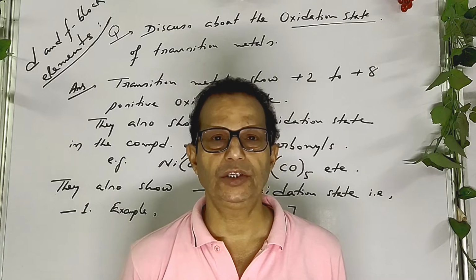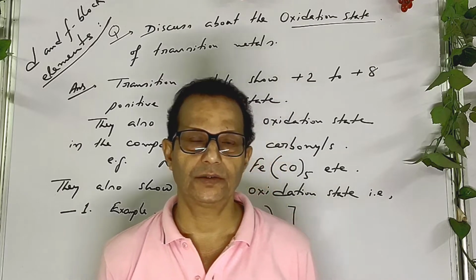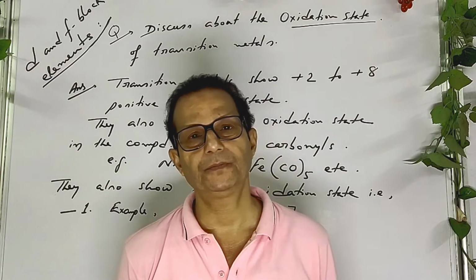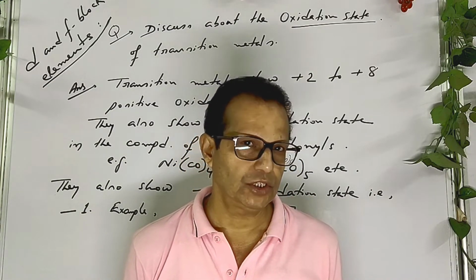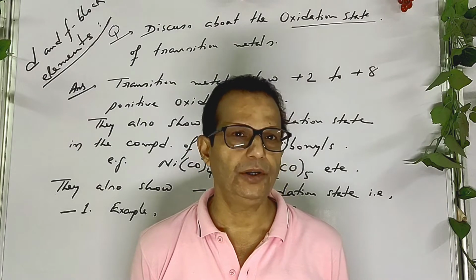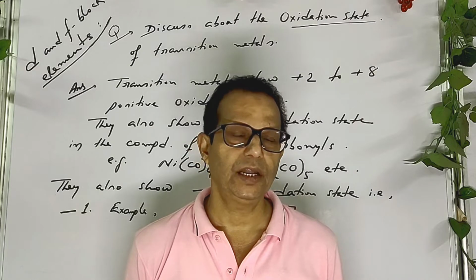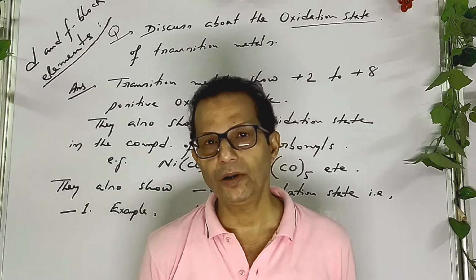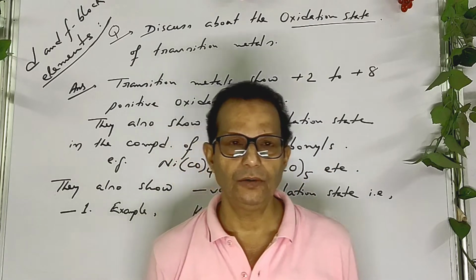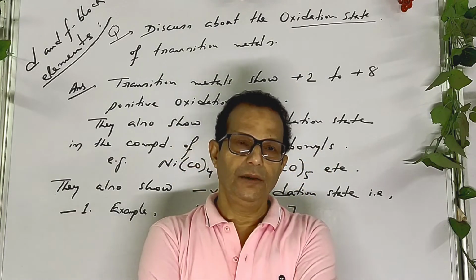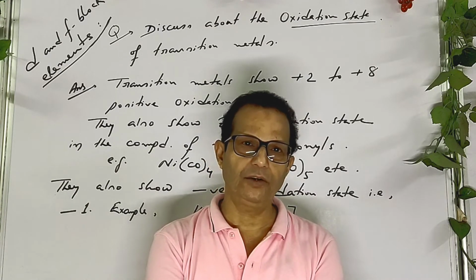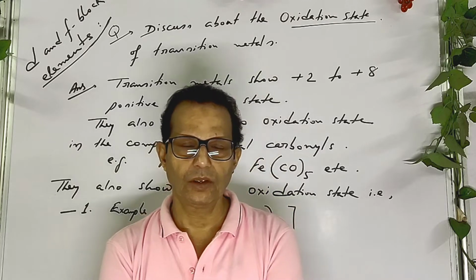Discuss the oxidation states of transition metals. Do you know oxidation state is nothing but the valency. Nowadays, it's called oxidation state because valency can never be zero. In the concept of valency, it is the number of electrons gained or the number of electrons lost. So valency can never be zero, but oxidation state can be zero. That's why instead of valency, nowadays it is better to say oxidation state.